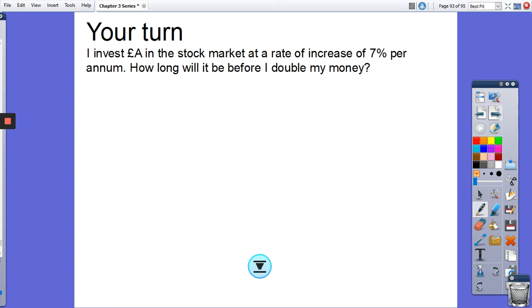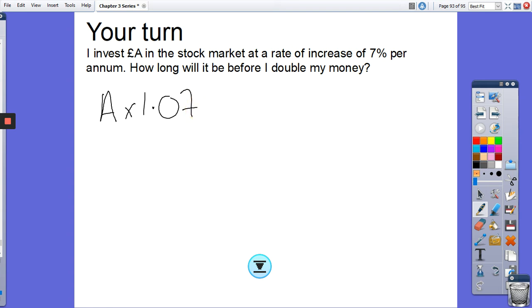Right, so it doesn't matter what our initial value is, our principal value, if we just call that A. After 1 year, you would times it by 1.07.